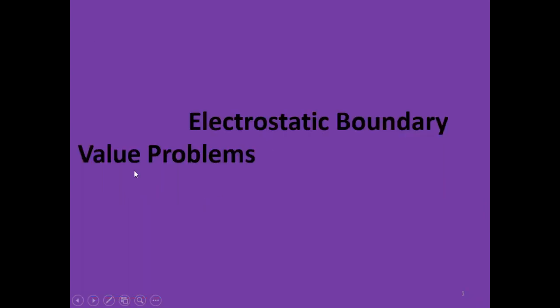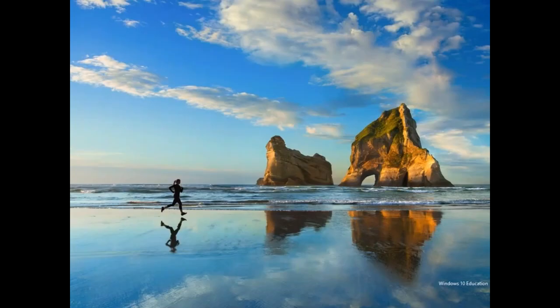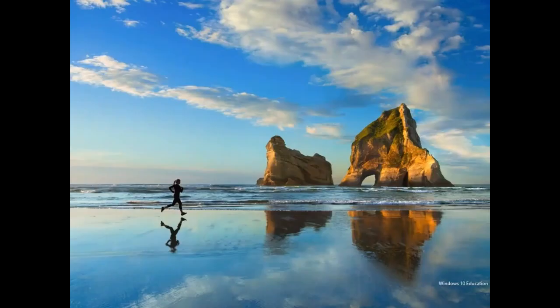So if you are asked to calculate the voltage between the inner and outer conductor, its formula is given by this. Now, electrostatic boundary value problems. We saw that E was determined by Coulomb's law or Gauss's law when the charge distribution is known, or E equals minus gradient of V, where the potential V is known throughout the region. In most practical applications, neither the charge distribution nor the potential distribution is known.